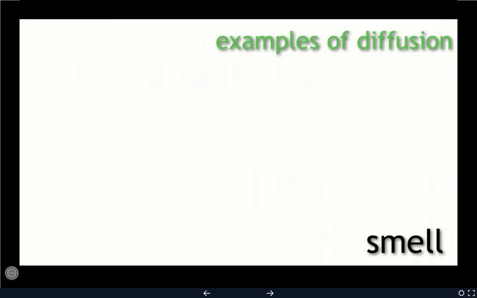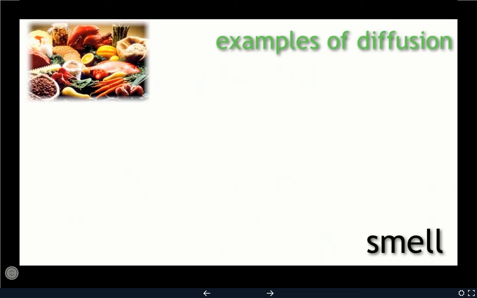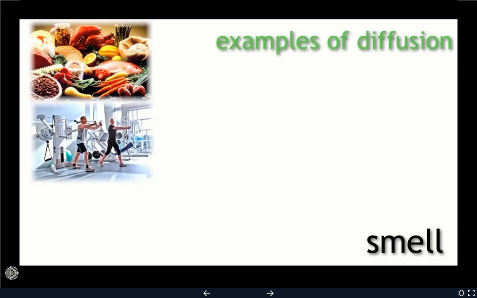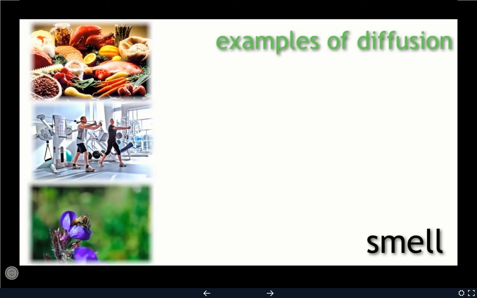Now, there are many examples of diffusion, but smell is probably the most obvious one. These could be food smells, body smells from other people, the scent that a plant gives off to attract pollinating insects.